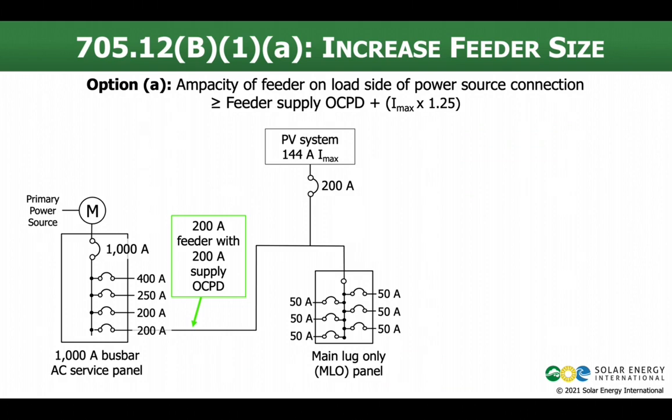705.12(B)(1)(a) gives us the first of two options. We can make sure that the ampacity of the feeder on the load side of the power source connection is greater than or equal to the sum of the feeder supply breaker plus our new power source, and that's our good friend Imax times 1.25. In this case, we've got a PV system that has a rated continuous output current of the inverter of 144 amps. It's connected through a 200 amp breaker, and we need to make sure that to the right of that, on the load side of this connection, this feeder and the bus bar is able to handle that second power source. Okay, so how do we do that?